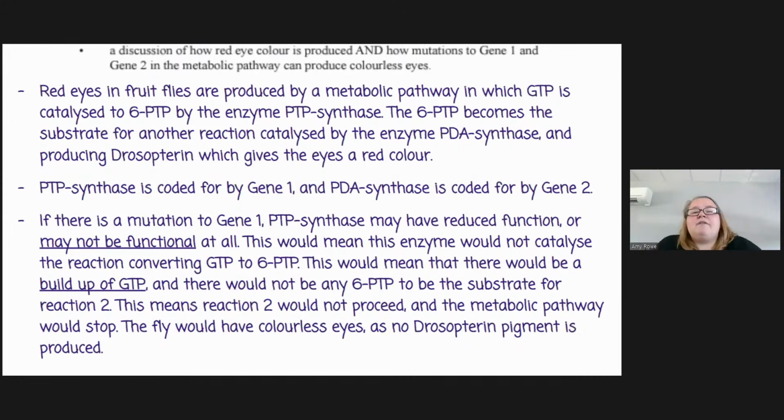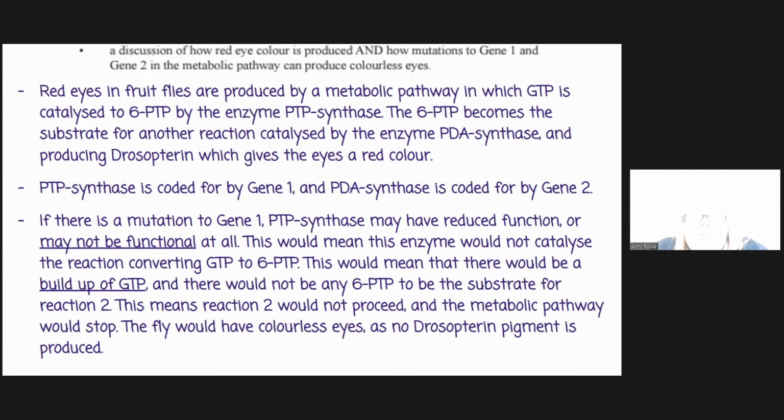All right, so I've summarised it, well, it is very wordy and I apologise, but those notes are here. So red eyes in fruit flies are produced by a metabolic pathway in which GTP is catalysed to 6-PTP by the enzyme PTP synthase. The 6-PTP becomes the substrate for another reaction catalysed by PDA synthase and produces drosophilin, which gives the eyes a red colour. PTP synthase is coded for by gene 1. PDA synthase is coded for by gene 2.